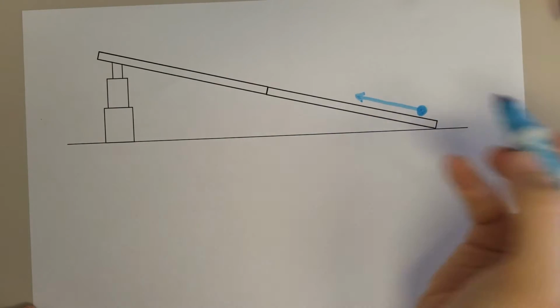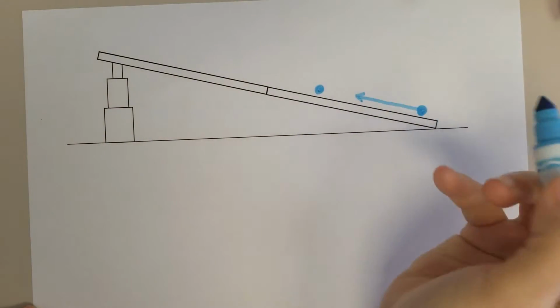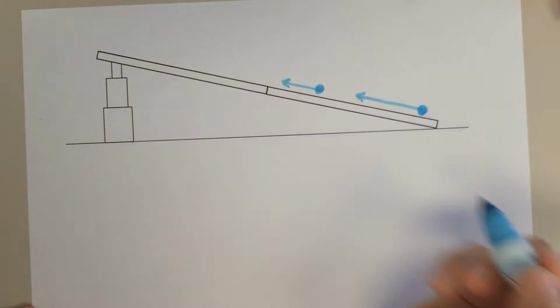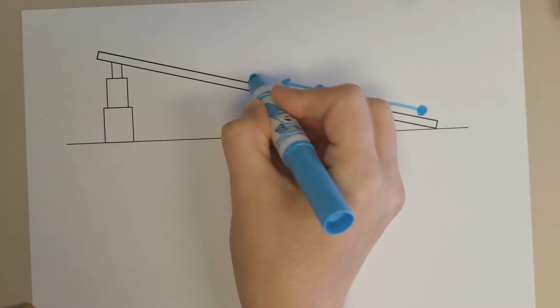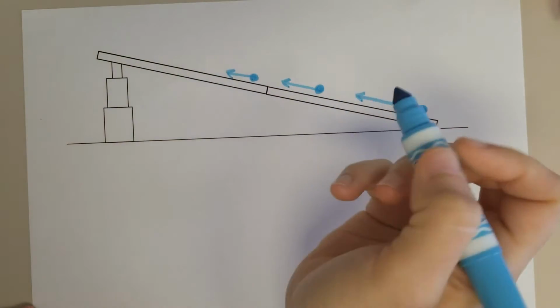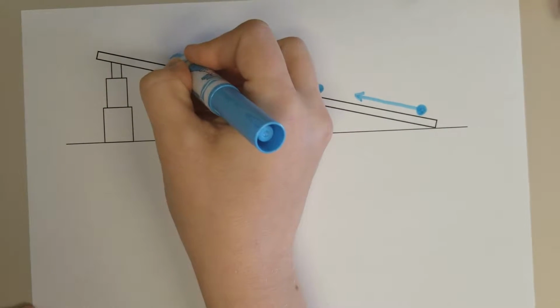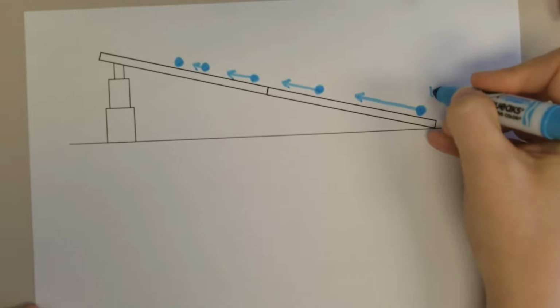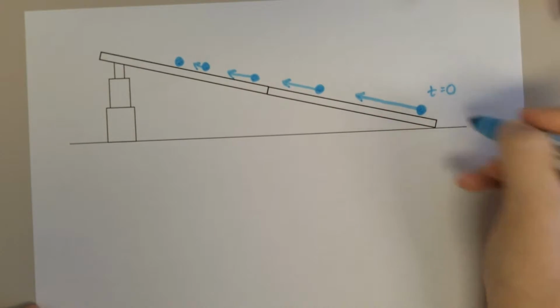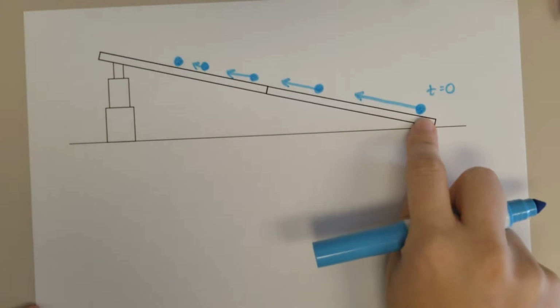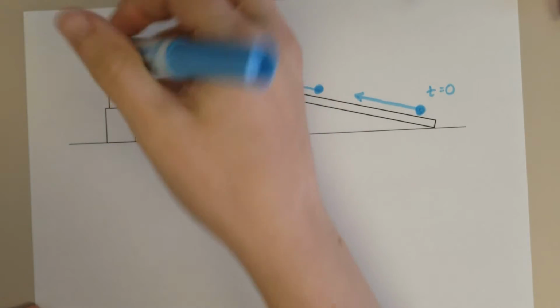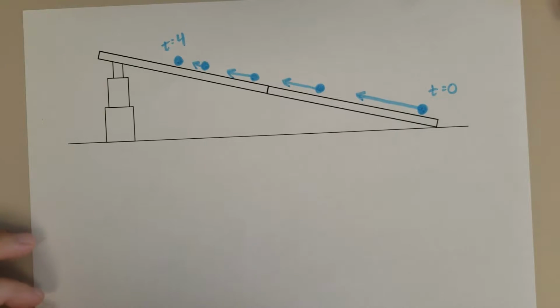Okay, as it goes uphill, as with any object, it's going to slow down. So I'm going to draw arrows that are shortening because the velocity is decreasing, until up here where it would come to a stop. So at time 0, it was moving fast uphill. Time 1, 2, 3, 4. 4 seconds later, the car is now stopped at the hill.